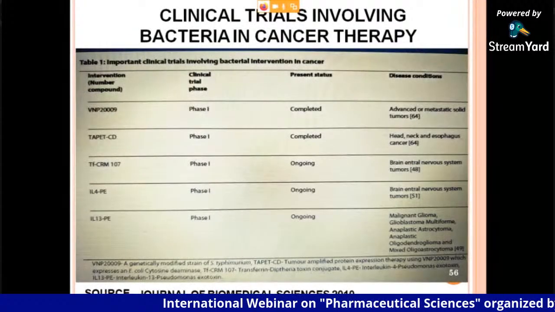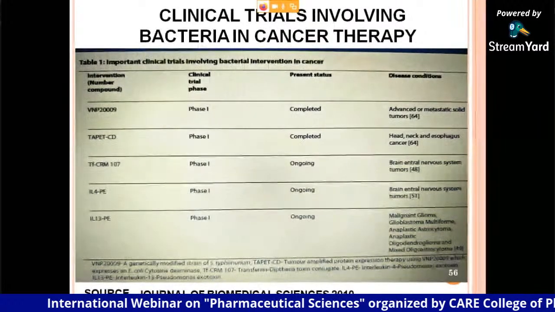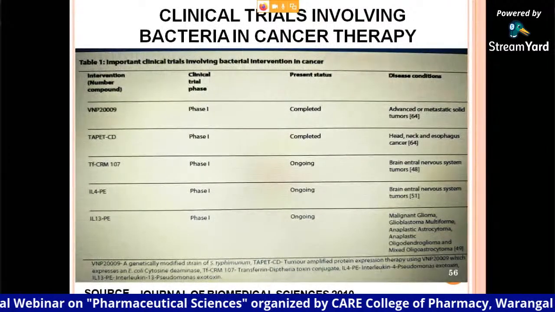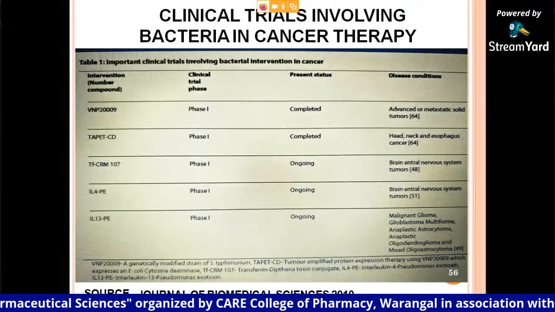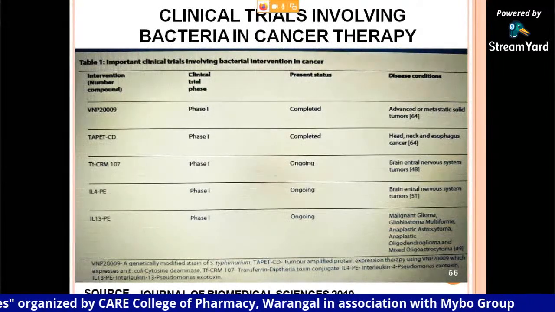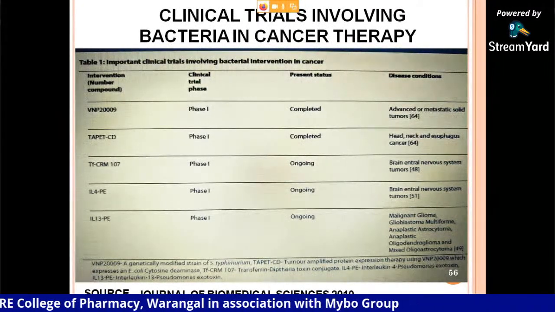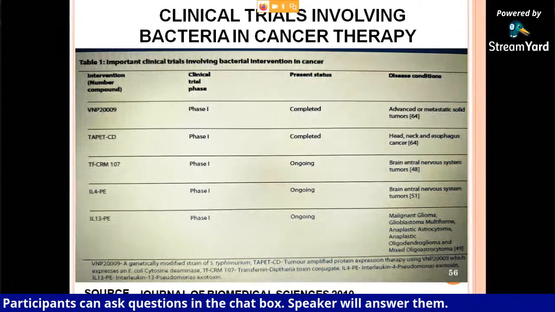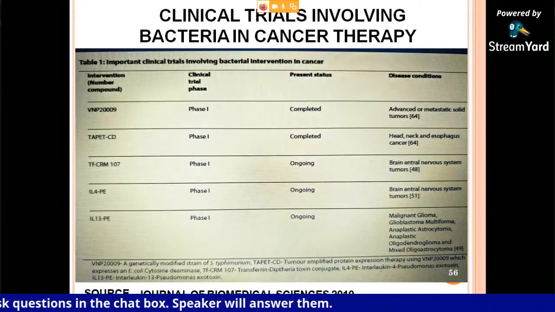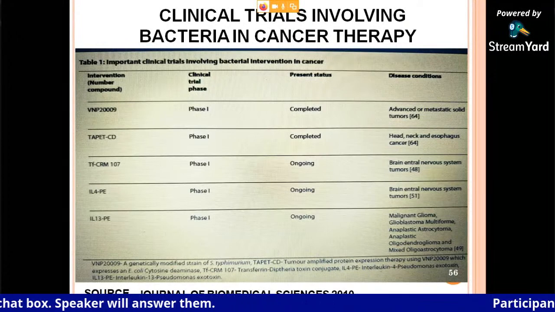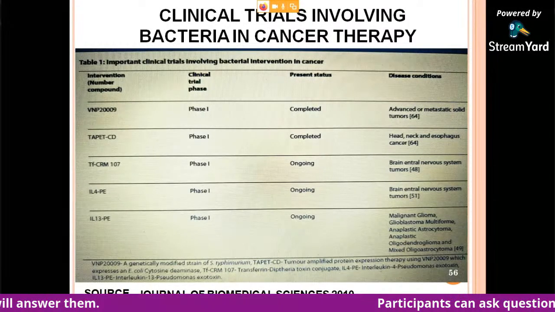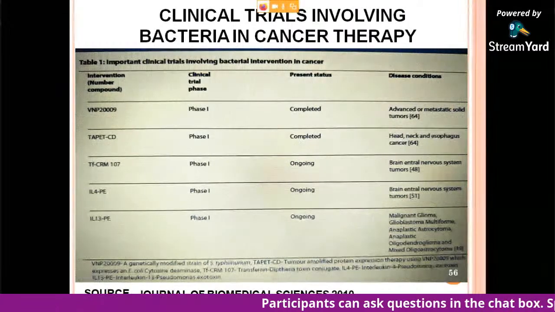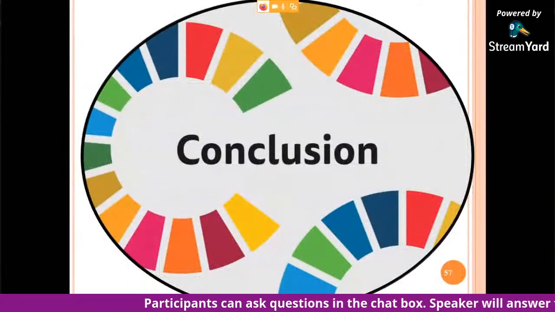So these are a few areas where some bacterial interventions are being considered under clinical studies, that is VNP2009, which completed phase 1 clinical trials for advanced metastatic solid tumors, and similarly for head and neck cancer and brain disease. If you see, all of these are in phase 1 clinical trials, and some of them have recently entered phase 2 clinical trials.